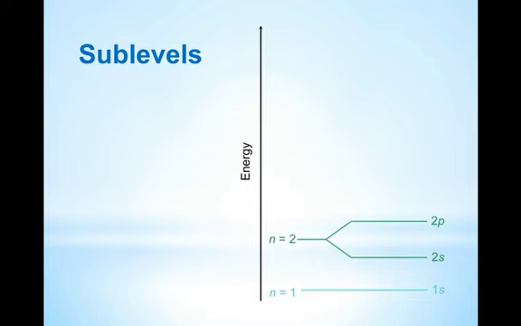After the first energy level is filled, electrons go into the second energy level, or n equals 2. The second energy level has two sublevels. Their names are 2s and 2p. Within any energy level, an s sublevel is closer to the nucleus, which means it has the lesser amount of energy and will get filled first. In n equals 2, the 2s sublevel is filled first, and once it's filled, the next electrons will enter the 2p sublevel.